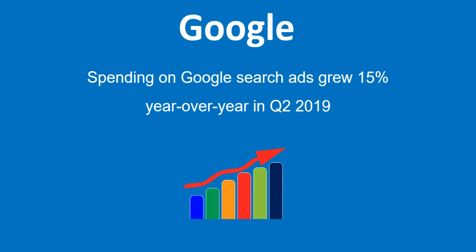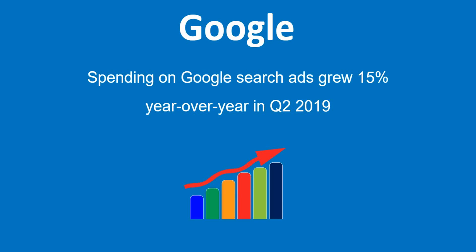Within Google, spending has grown 15% on search ads specifically year over year from Q2 2018 to Q2 2019, and this is not slowing down. This is a trend that happens every year. Google is very good at making money for themselves. Google Ads, the platform, as well as their Google Ad Manager platform, make up about 85 to 90% of their annual revenue.